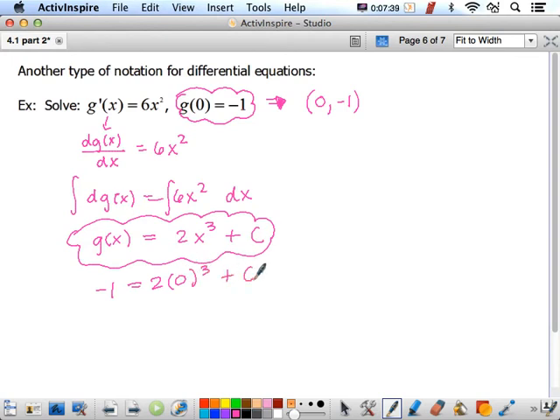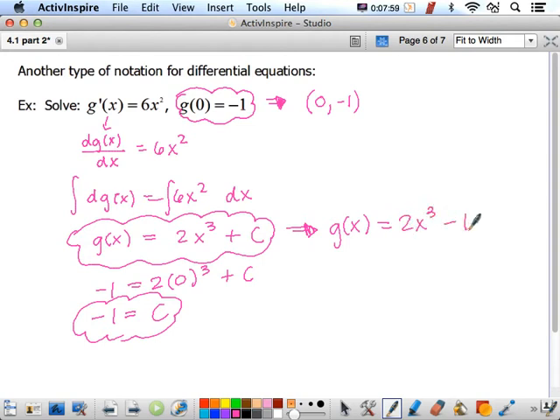When we're finished, we will take our general solution and substitute our constant of integration, and that will give us g of x is equal to 2x cubed minus 1. And we could always check that, and I think this time we actually will. We'll switch colors here, and we'll check it. If I take the derivative of g of x, what do I get? G prime of x is equal to 6x squared, which is exactly what I had for my original differential equation.